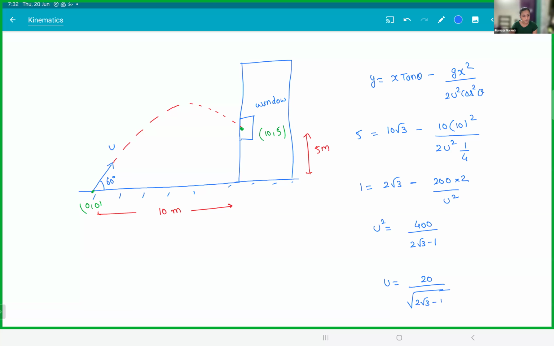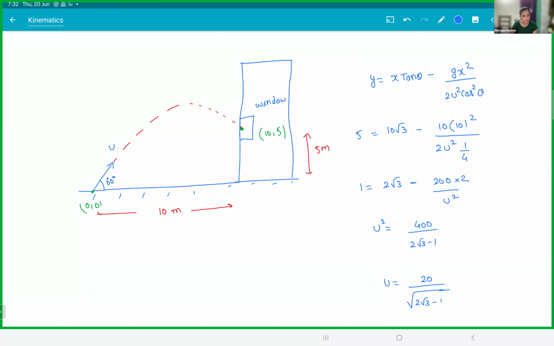We get v is equal to root over u square plus 2gh. Interestingly, the answer is independent of theta because energy doesn't depend on what angle you're throwing. So v1 is equal to v2 is equal to v3. You throw with any speed, you'll get the same answer.